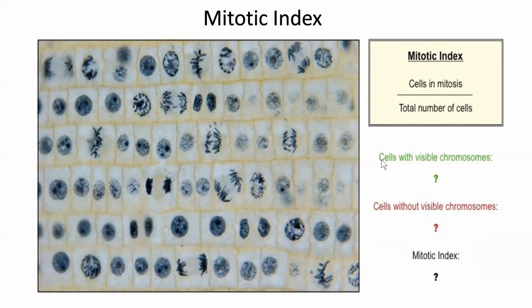So what I want you to do is count the number of cells that have visible chromosomes, not just that you can see the DNA, because if you can just see the DNA, it's in interphase. And then divide it by the total number of cells here, and that will be your mitotic index. So I'll pause it while you count them.